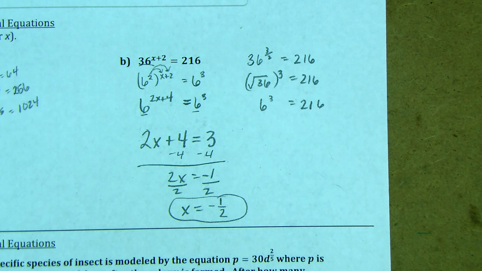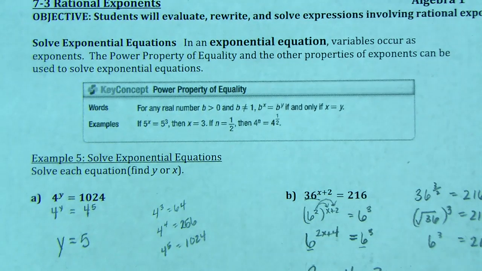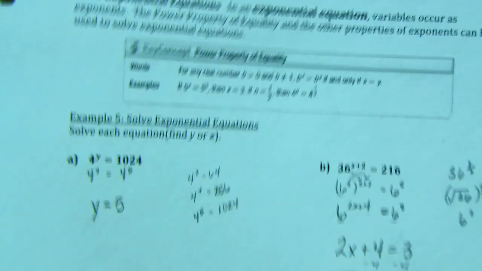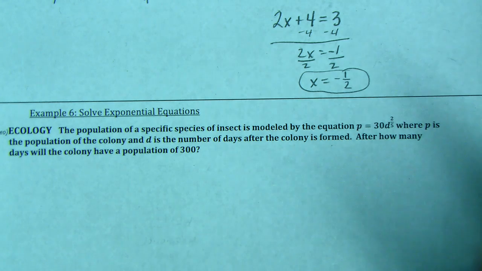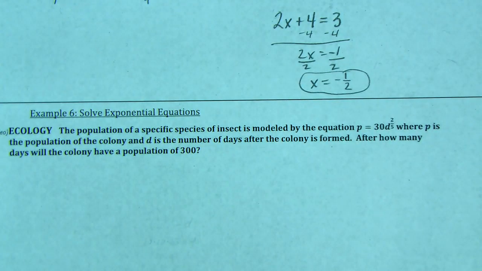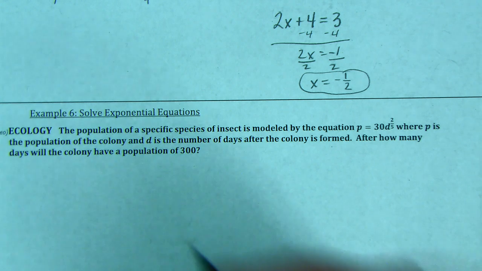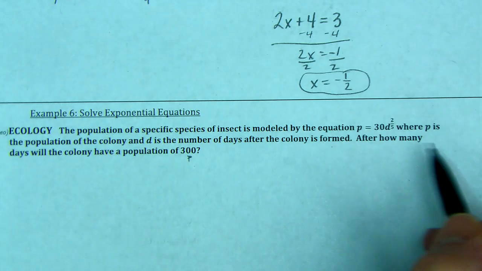Now, remember that because I can raise both sides of an equal sign to the same power and keep it equal, that's what we're going to use in this word problem down here. All right, take a look. We have the population of a specific species of insect is modeled by this equation. P equals 30 times D to the 2/5 power, where P is the population of the colony and D is the number of days after it's formed. After how many days will they have a population of 300? So 300 is our new P, and we are solving for how many days.